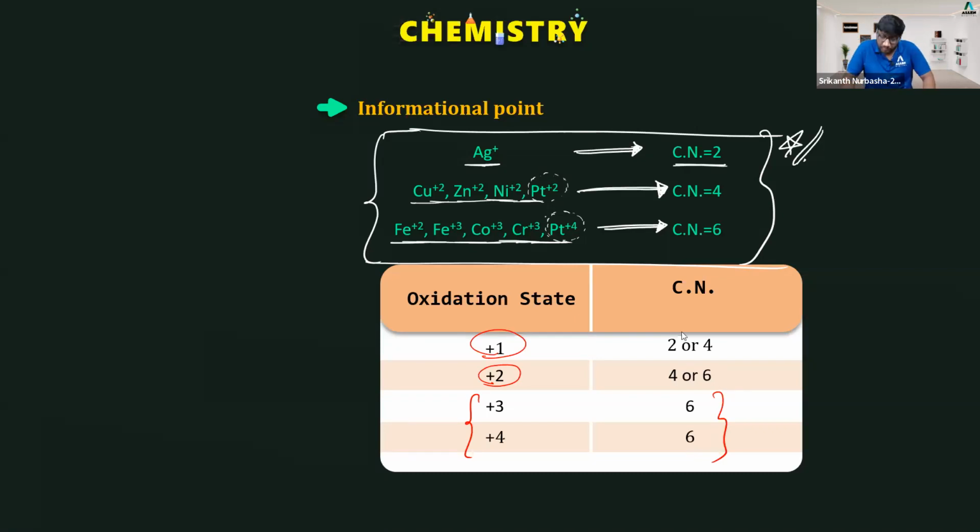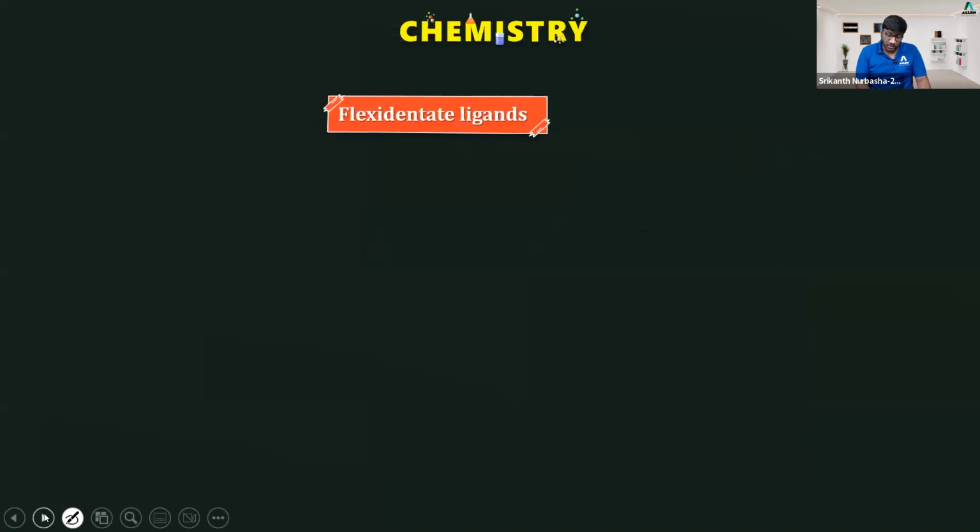Oxidation state +1, coordination number can be 2 or coordination number can be 4. Oxidation state +2 means coordination number 4 or coordination number 6. Oxidation state +3 means coordination number 6. Oxidation state 4 means coordination number 6.